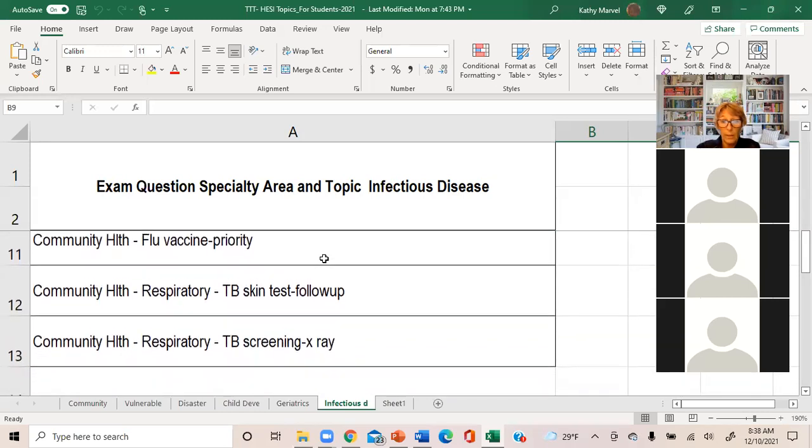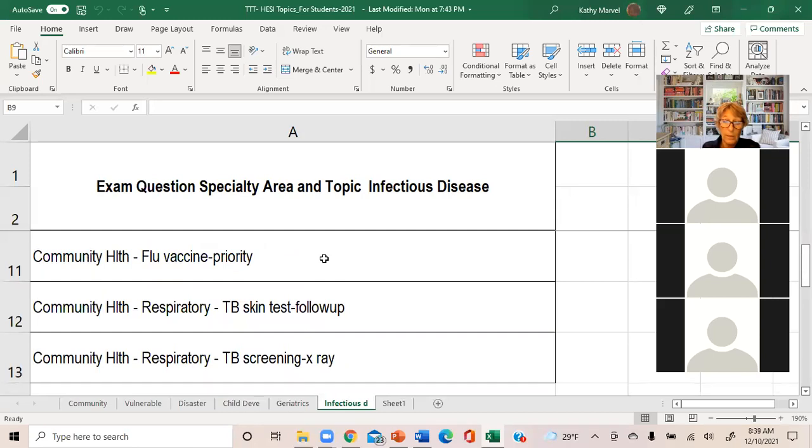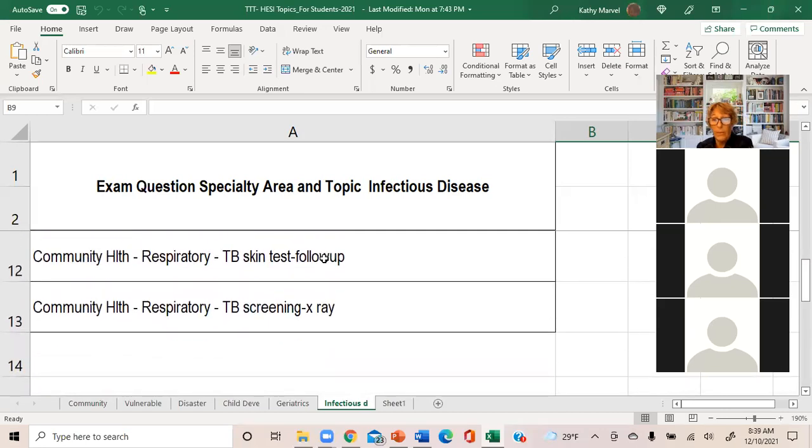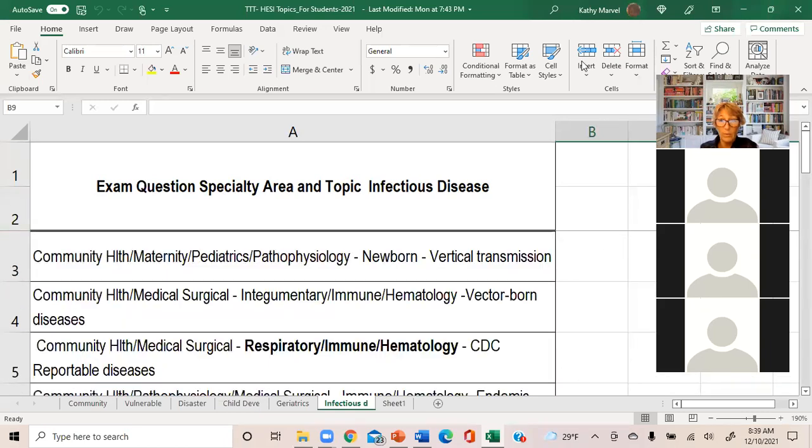Then the importance of flu vaccines as a priority. And then here's your TB, 12 and 13, your couple of pieces of information about TB. What questions might we get about TB skin test follow-up, TB screening, X-ray? What do you guys think? There's a whole page in your HESI study review on TB, so I would be reviewing that as well. That's it for that.